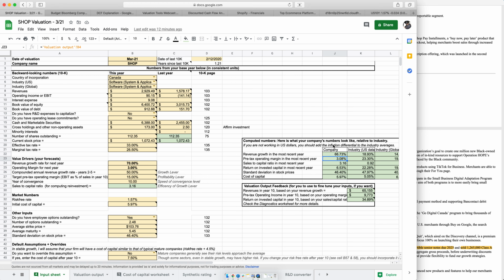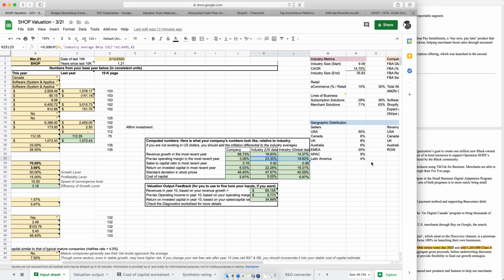So I basically kept it fairly low. Actually, if you look at the industry, right, the margins that they have are much higher. It's closer to like 20%.